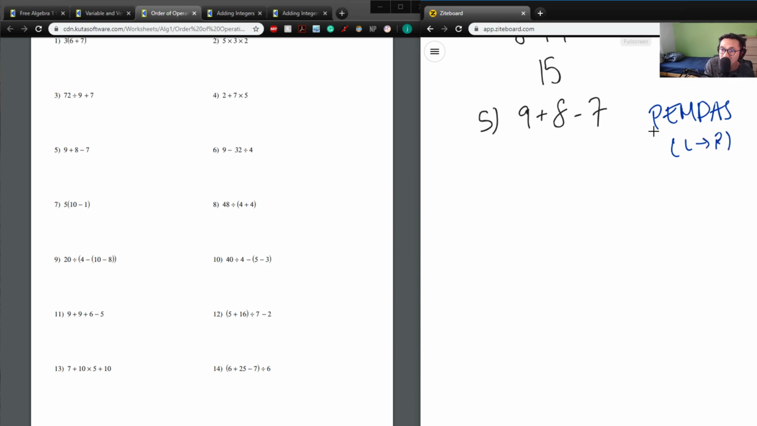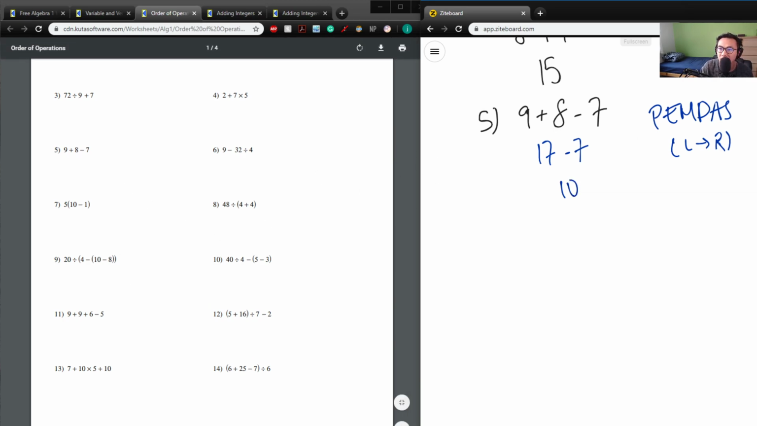So we don't do addition first. However, in this example, we do addition first, but we do it from left to right. So it doesn't really matter what we're doing first per se in this case, but addition and subtraction are on the same level, so it's going from left to right. So in this case, we do 9 plus 8 first, which is 17, minus 7. 17 minus 7 here equals 10. So that's going to be our answer for that.